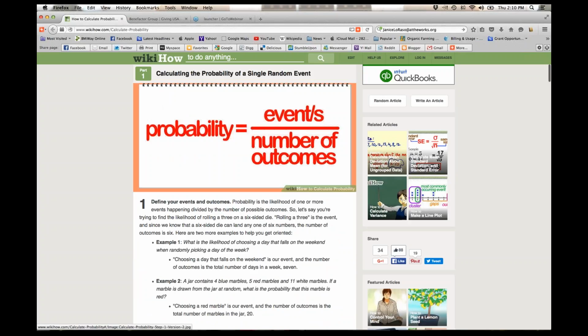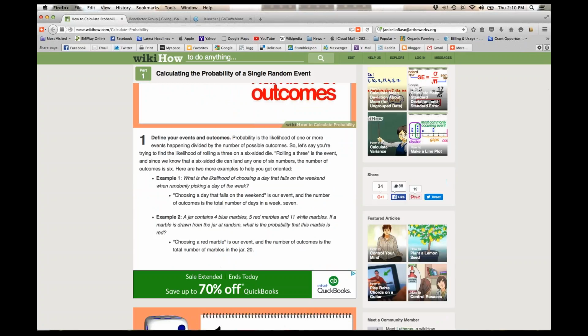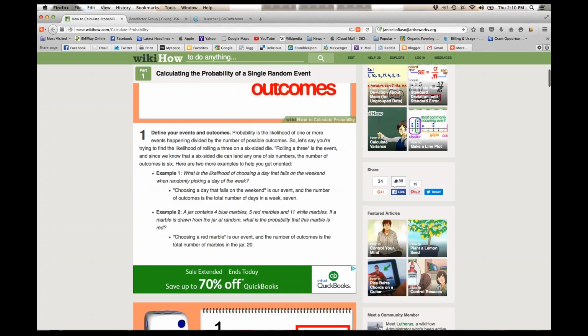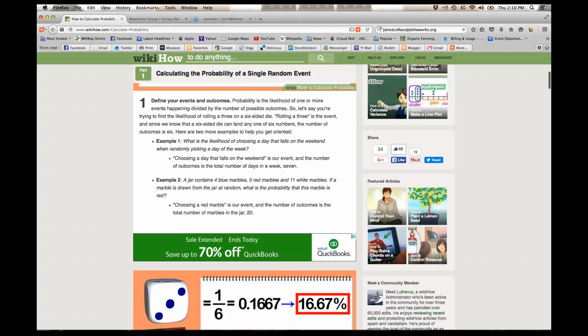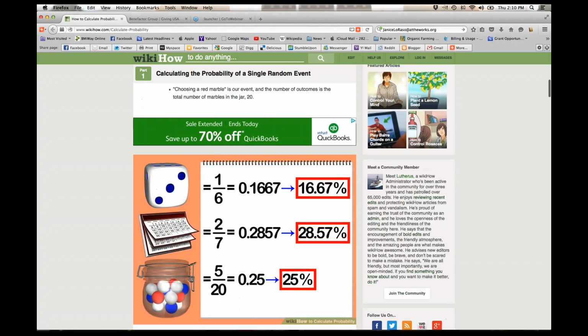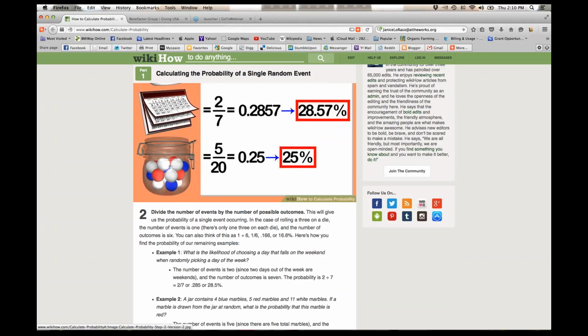This first example: what's the likelihood of choosing a day that falls on the weekend when randomly picking the day of the week? Well, choosing a day falling on the weekend is your event. The number of possible outcomes, days in a week, is 7. Or a jar contains 4 blue marbles, 5 red marbles, 11 white marbles. What is the chance of pulling a red marble? Here's what it looks like. If you want to pick a weekend day, there are 2 weekend days per week out of 7 days per week. Divide that out, you have a 28.57% chance of picking a weekend day.